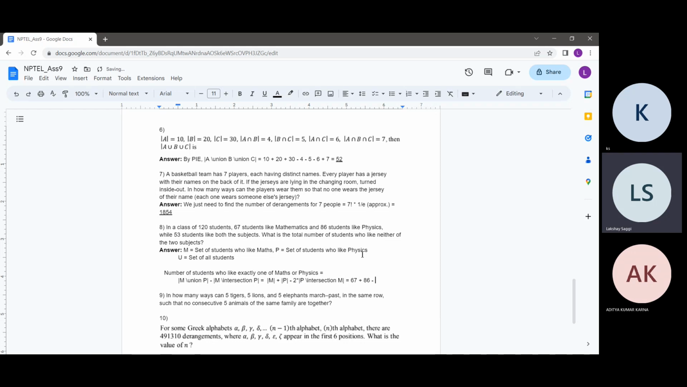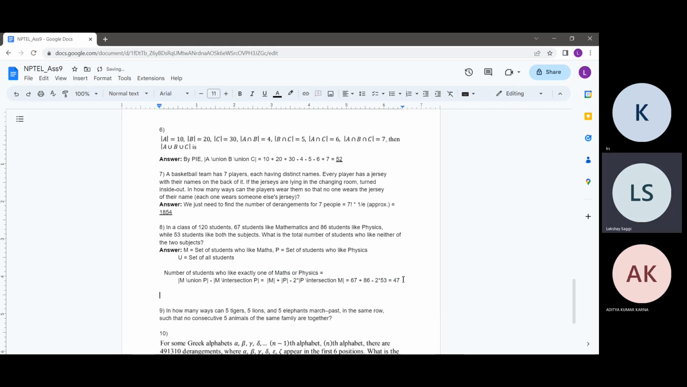But even if you are getting confused, I think you can draw the Venn diagram for it and it will be pretty easy. By typing it out, it may seem confusing, but intuitively it's a very simple expression which I'm writing. Minus 2 times the M intersection P is just 53, since there are 53 students who like both. It will be 67 plus 86 minus 106. So it will be 47, I believe. So the number of students who like exactly one of maths or physics will be 47.